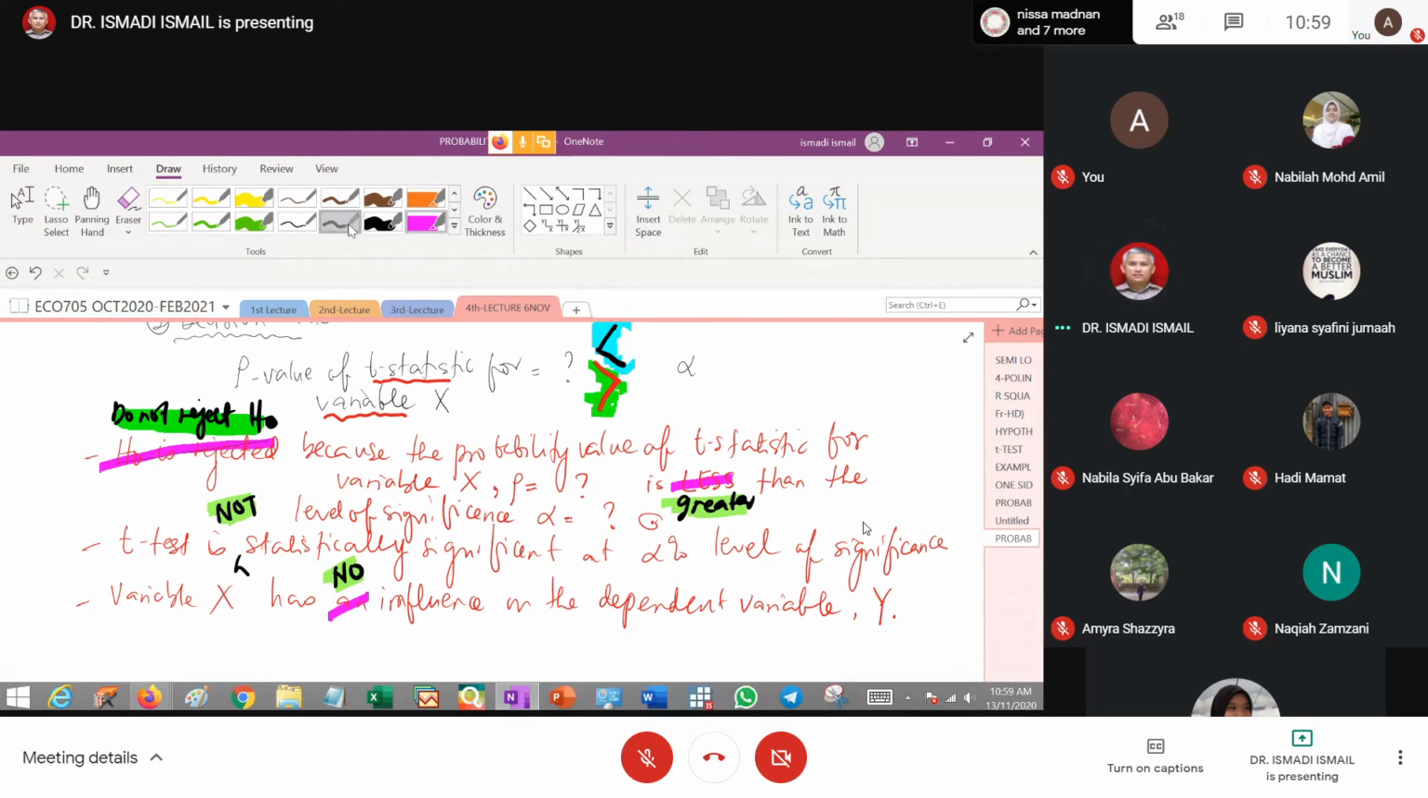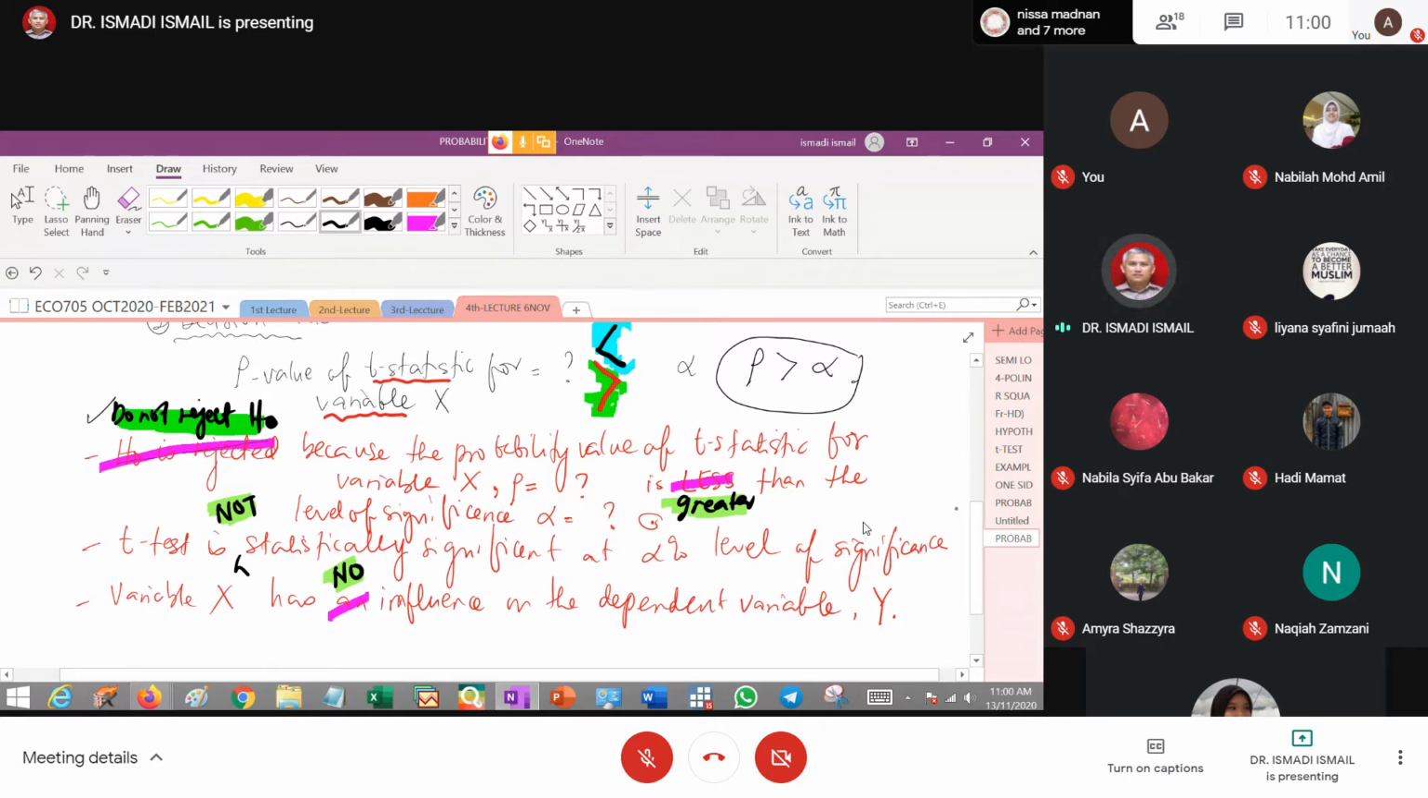So when the probability here of the t statistic is greater than alpha, don't confuse it with when we compare the t statistic with critical t. When the absolute value of the t statistic is greater than critical t, H0 is rejected. But now the probability: when the probability value of the t statistic for the respective variable is greater than the level of significance, do not reject H0.